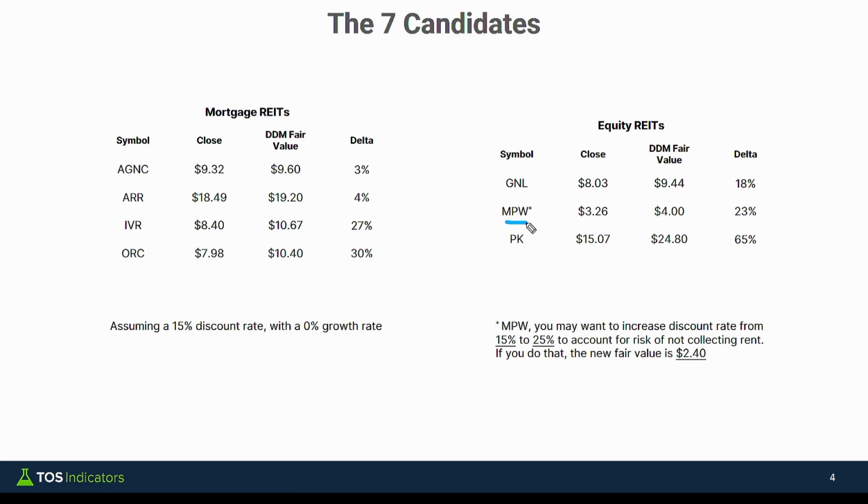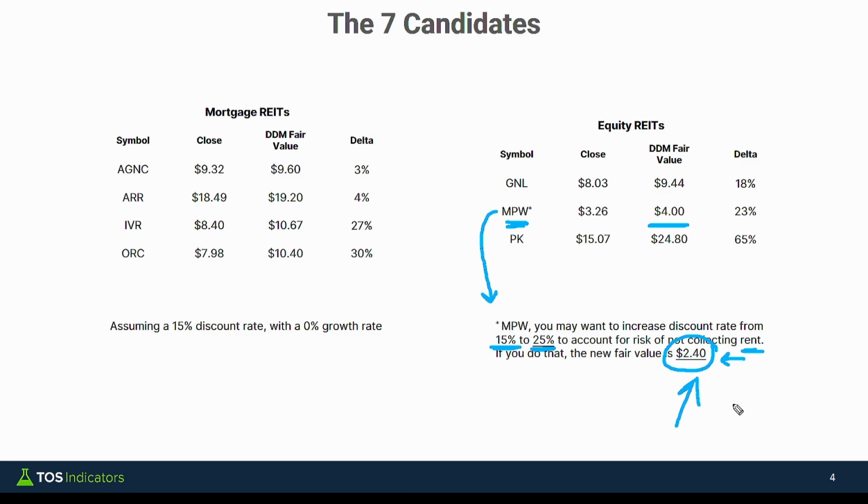Now another very interesting stock on this list, if you do like finding some of those falling knife opportunities, if you will, is Medical Properties Trust. There they have an ongoing issue of not collecting rent from some of their hospital tenants. To factor in for that risk, if you up that discount rate from 15% to say 25%, which I think is being fairly conservative here, but of course the full risk might be 100%, so 25 is still accounting for that risk, you get a new fair value calculation of $2.40 compared to the current fair value of $4.